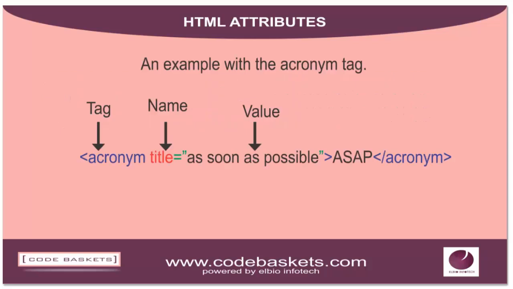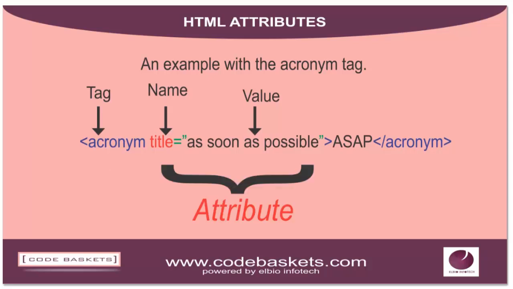Let's take an example of the acronym tag. Acronym in this example is the tag. The title is the attribute to the acronym tag containing a value, as soon as possible. As we can see, the name, which is the title, and the value, as soon as possible, are known as attributes, while ASAP is the abbreviation being enclosed by the acronym tag. So let's navigate to our text editor and try it out.